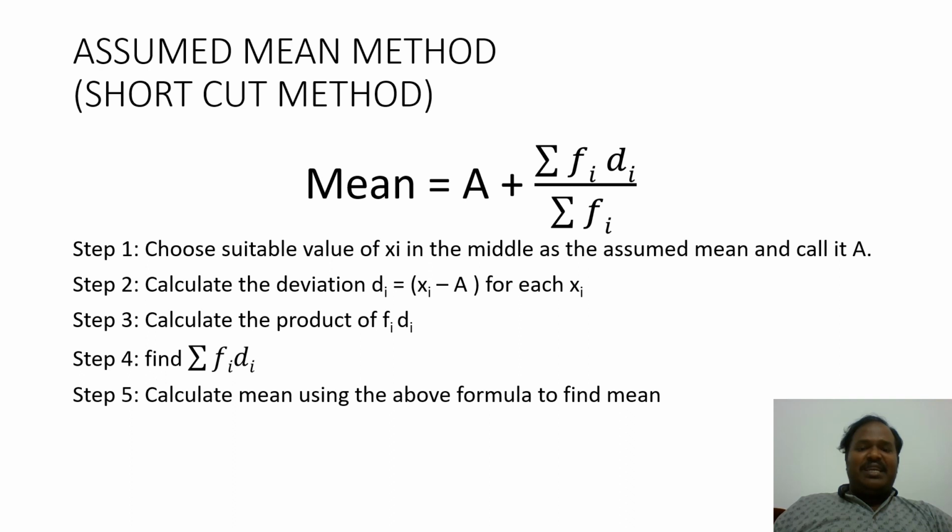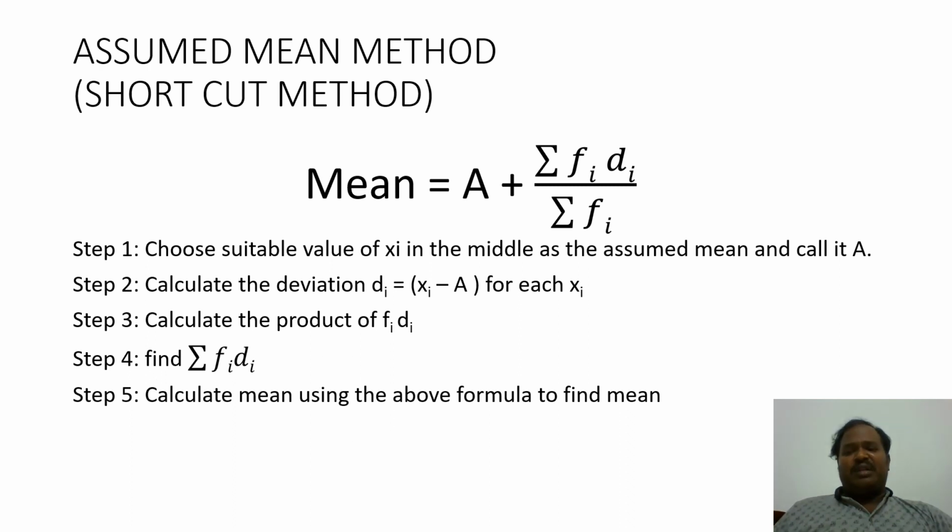So what do you see here as the formula? Mean equals A plus sigma fi di over sigma fi. So A is something that we have taken as a mean, something that we have assumed. And the d refers to deviation: how much each of the observations deviates from the mean that I have assumed it to be. So which observation to take as an assumed mean?